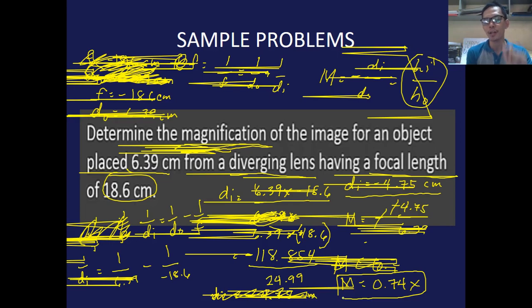Therefore, the image is upright. It is upright and virtual. What happened to the image? It is reduced because the magnification is less than 1, and the distance of the image is 4.75 cm.